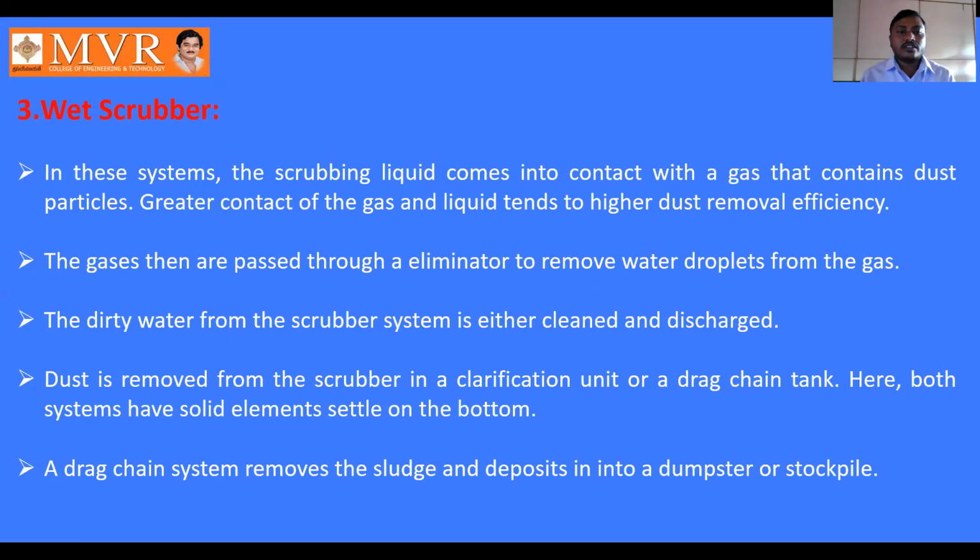The gases are then passed through an eliminator to remove water droplets from the gas, and the dirty water from the scrubber system. Dust is removed from the scrubber in a clarification unit. Here, both systems have solid elements settle on the bottom. A drag chain system removes the sludge and deposits it into the dumpster or stockpile. This is the wet scrubber. Wet scrubber means a liquid form.